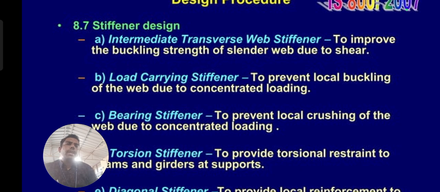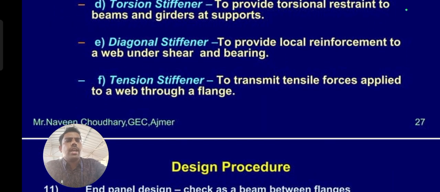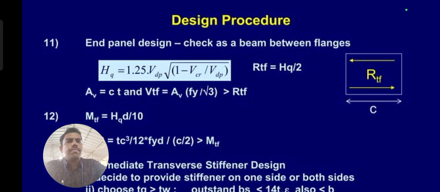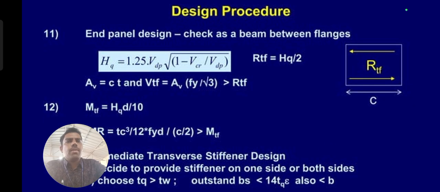That depends totally on the loading criteria. When the loading acts very heavily at a particular location, we have to provide stiffeners. The stiffeners you have to provide are of these types: transverse stiffeners, load carrying stiffeners, bearing and torsional stiffeners, and diagonal and tension stiffeners. By using these formulas, find out the design procedure to provide the supports and stiffeners at that particular location.